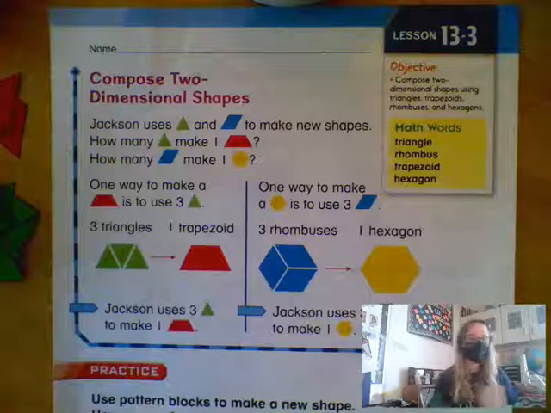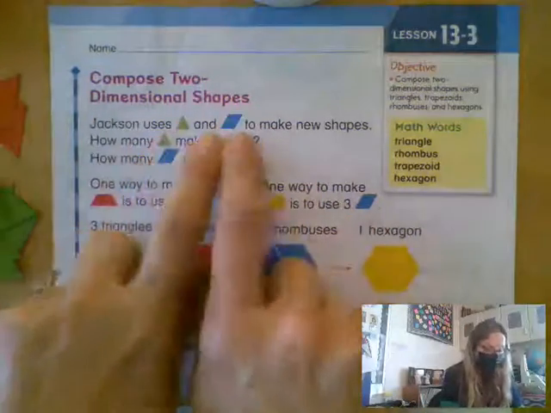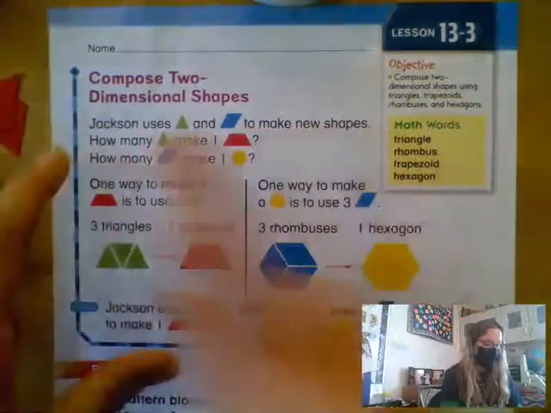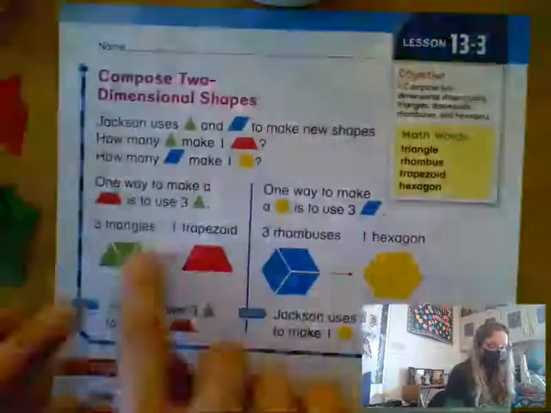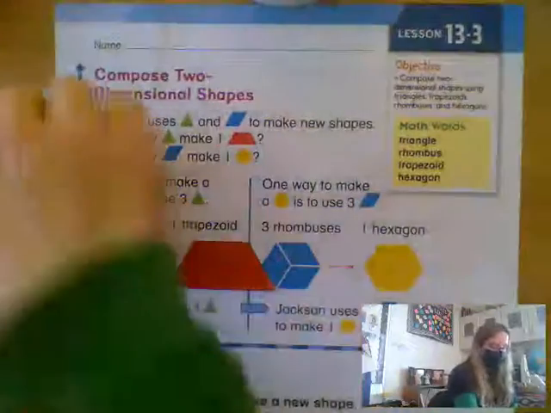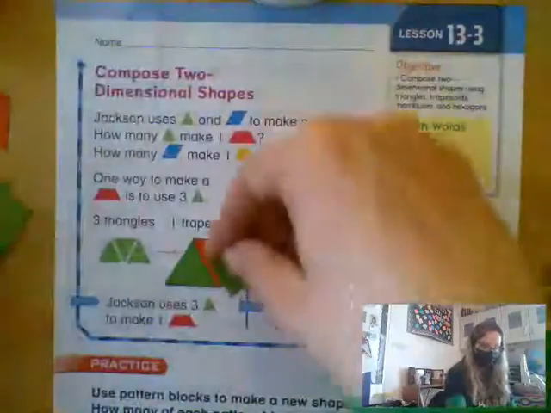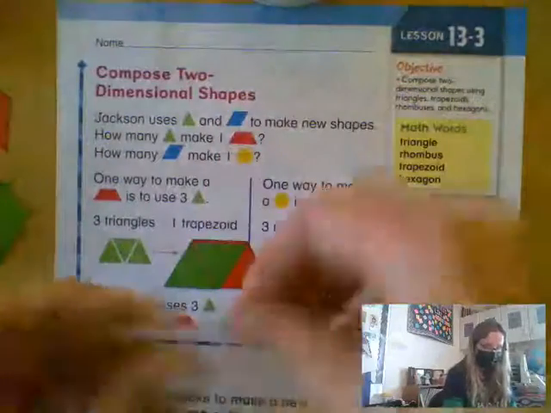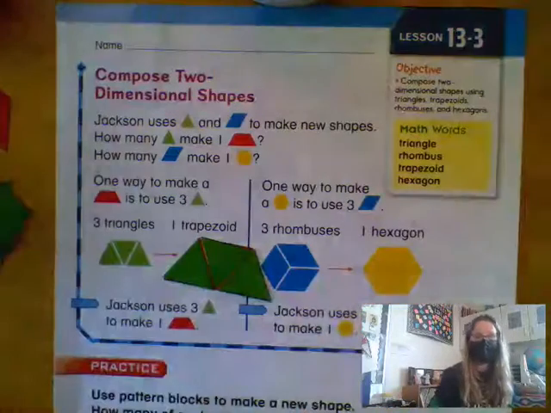It says Jackson uses triangles and rhombuses to make new shapes. I'm sorry, I said that wrong. How many triangles make 1 trapezoid? It's showing you here, but go ahead right now with your shapes and try to build 1 trapezoid using your triangles. See if you can do that. So 3 triangles build 1 trapezoid.